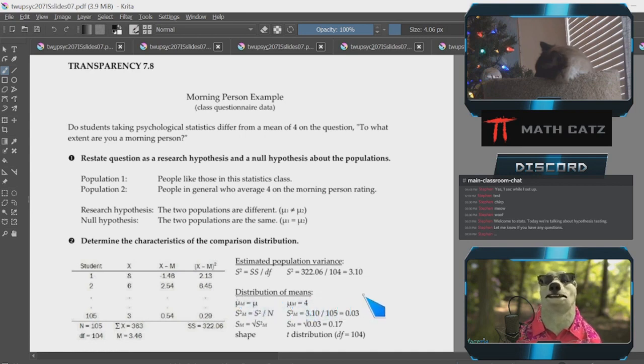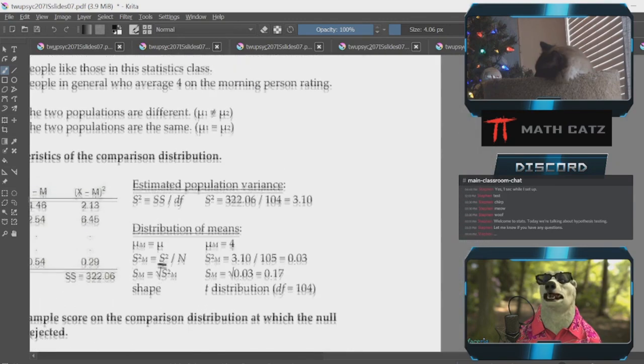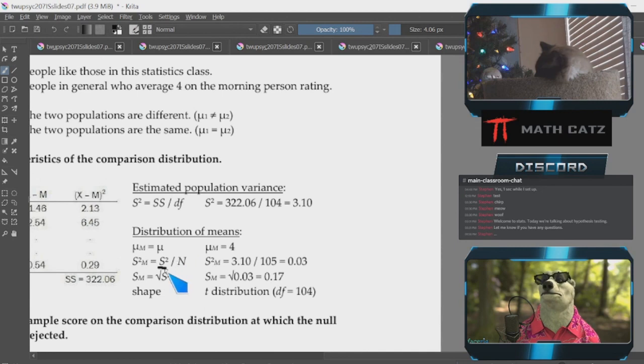Still didn't change. We're using the estimated variance, still dividing by n. Standard error. We now have a t-distribution, and the degrees of freedom is important for the t-table if I ever need to look something up.